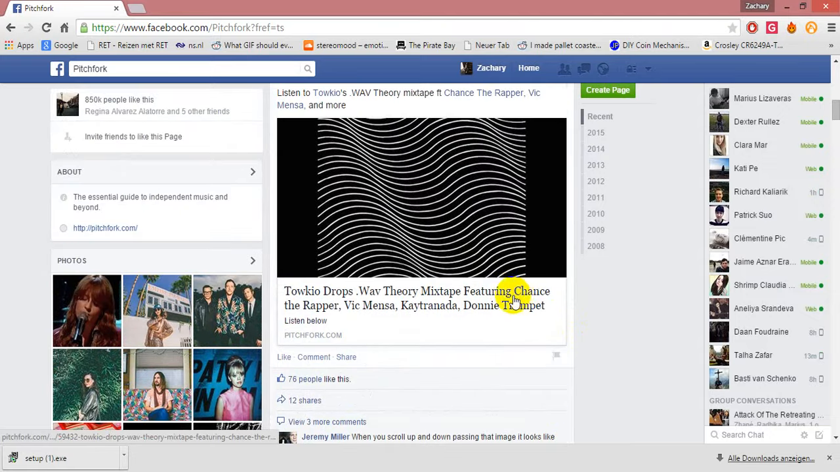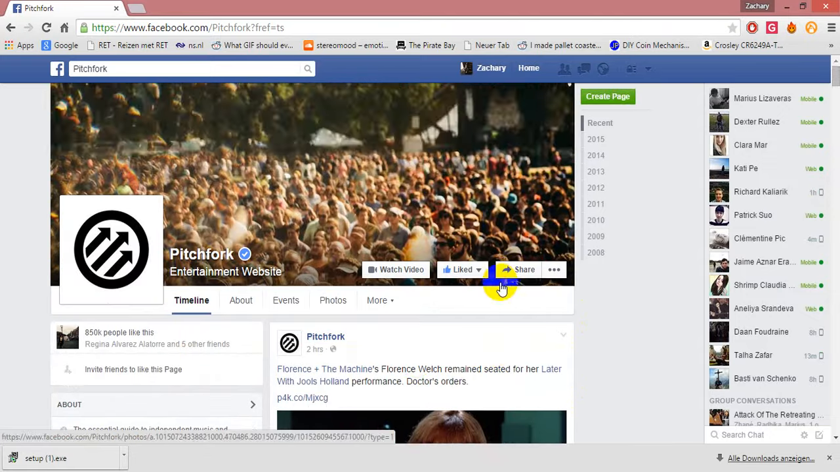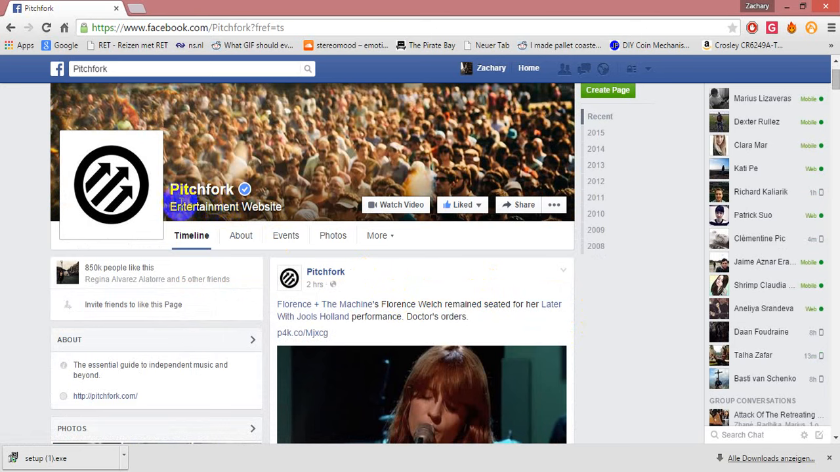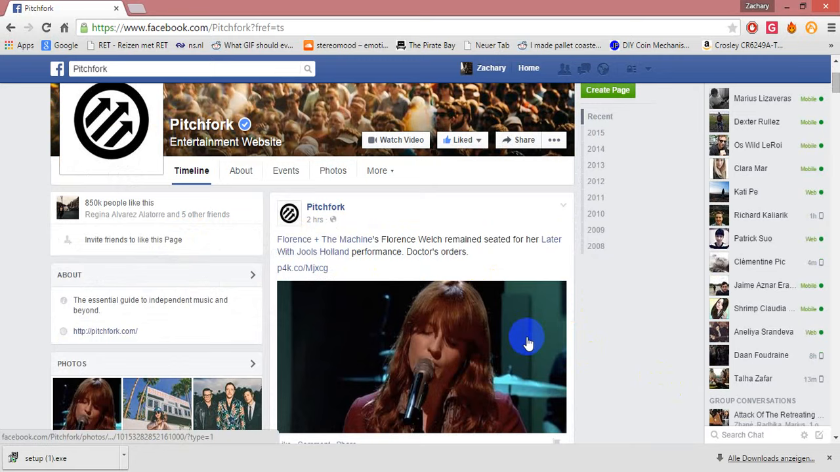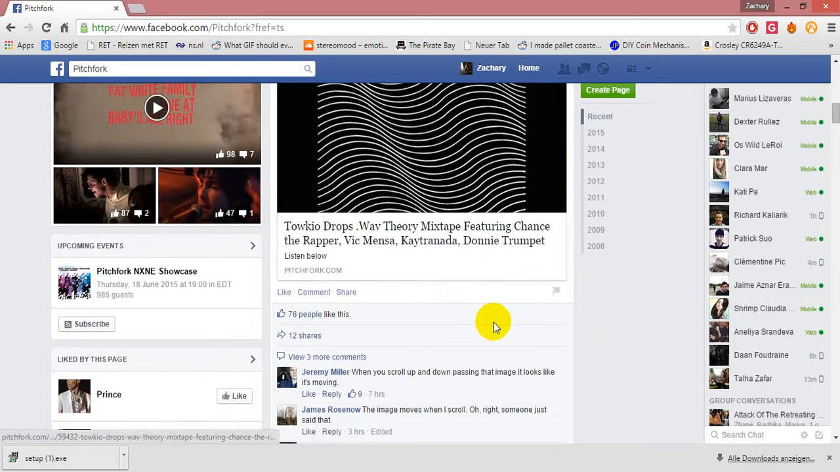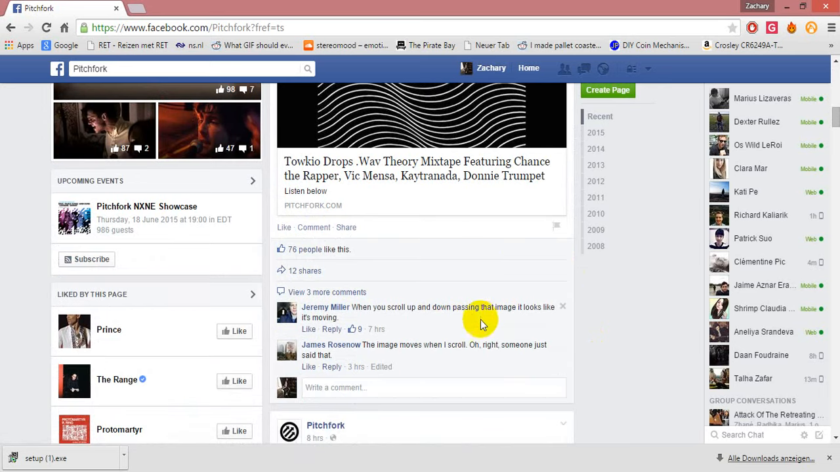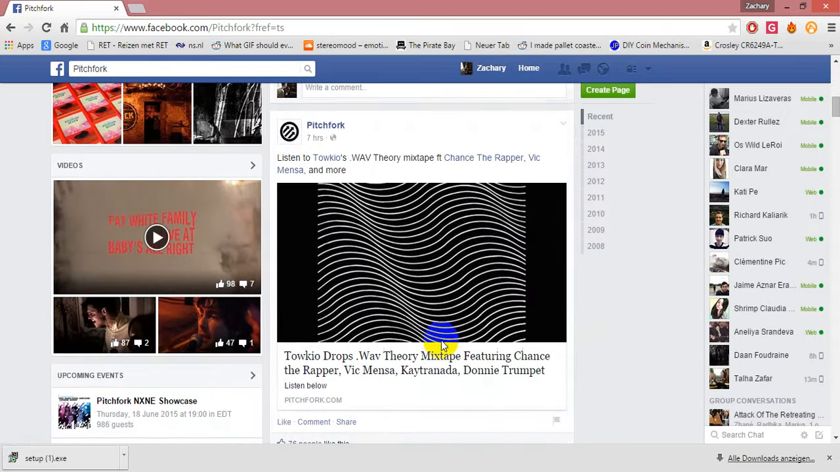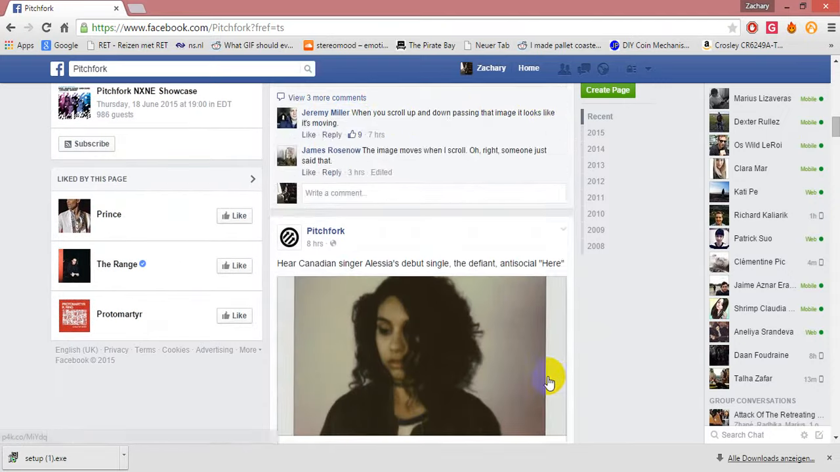Secondly, it's entertainment. As it says here, it's an entertainment website. Music is entertainment after all. But on the page itself, it also provides entertainment for users. I mean, the comment sections are always very subjective. People like to post their opinions and so on. One user here says when you scroll up and down passing that image, it looks like it's moving. That's a lie. I didn't see it.